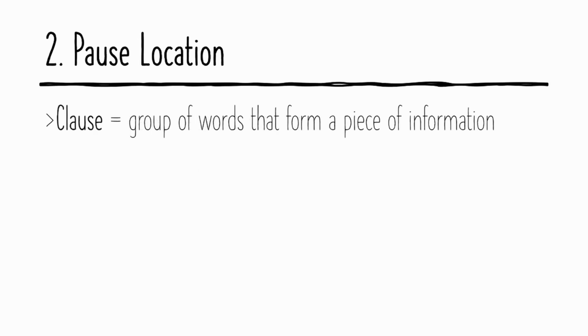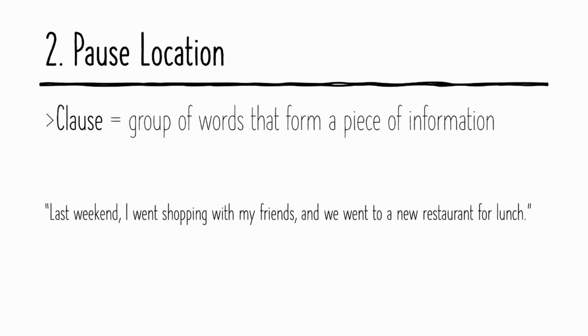So first, a clause is a group of words that form a piece of information. A clause is smaller than a sentence. A simple sentence can be a single clause, but sentences are often made up of more than one clause. Here's an example sentence. "Last weekend, I went shopping with my friends, and we went to a new restaurant for lunch." This sentence has 3 clauses.